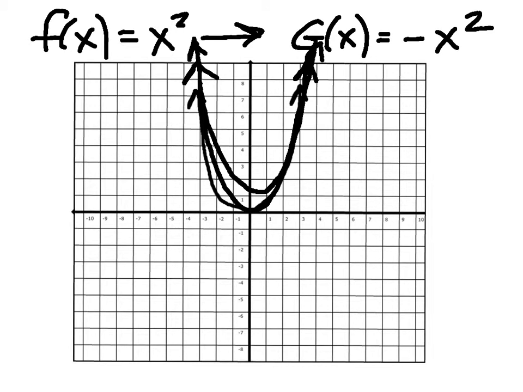So here's the parent function x squared, and then the new one is a negative x squared. So what is happening to this? What happens when you put a negative sign in front of the x? A reflection across what? The x-axis.